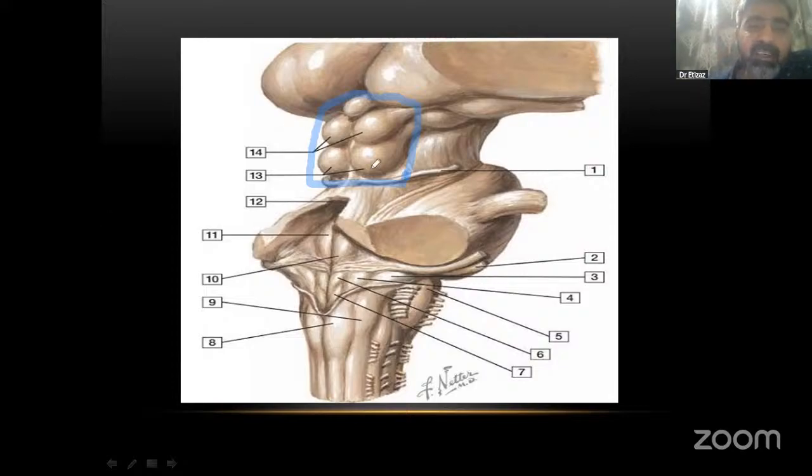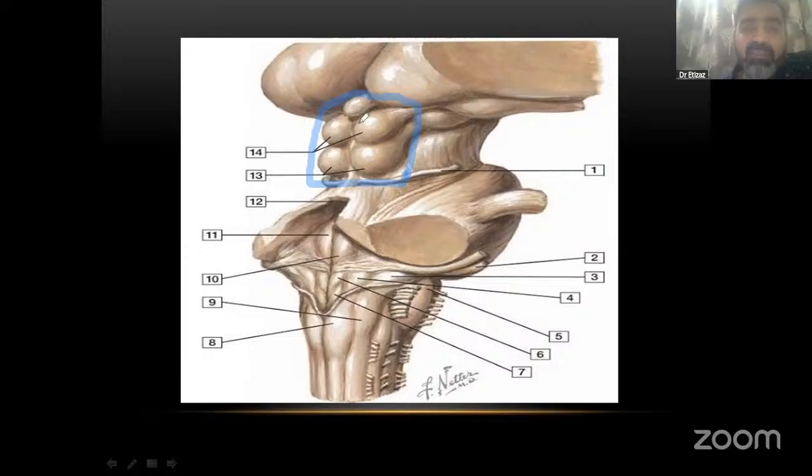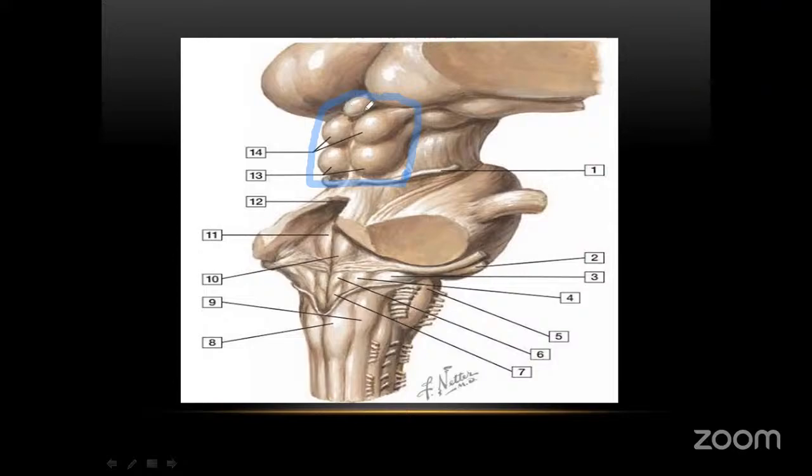There are circular structures, two above and two below. What do we call them? Superior and inferior colliculi, right and left. Just above this one, there's a midline circular structure. What is this one? The pineal gland. This is the pineal gland.